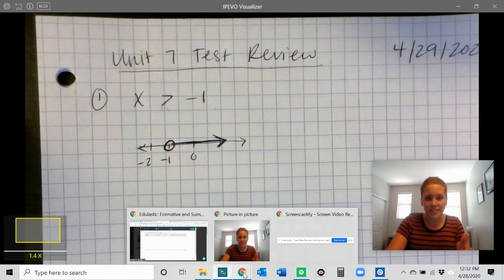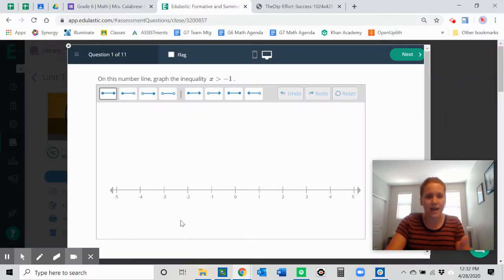Let's go ahead and translate this into our graph, okay? In our graph, I'm going to look at these inequality arrows here. I know I need an arrow to the right, so I'm going to pick one of these two. And I know I need an open circle, so I'm going to pick this one. I just click on it and notice how it has that gray outline. That just means I selected it.